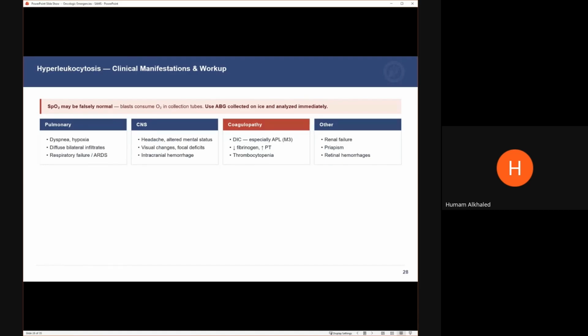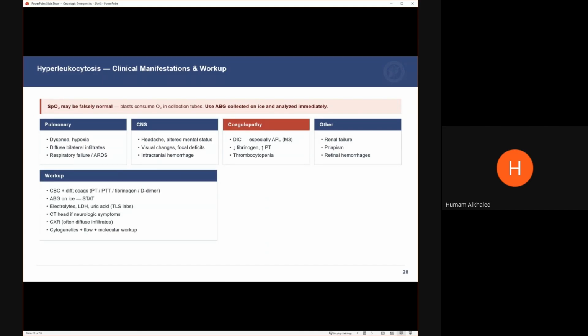The clinical manifestations, so leukostasis shows up mainly in 2 ways, pulmonary and CNS most of the time, but it can present in the kidneys and the liver as well. Pulmonary leukostasis, these are your patients with high white blood cell count and shortness of breath, low oxygen, and widespread bilateral changes on the chest. CNS leukostasis, this is your headache, confusion, vision changes, and neurological deficit. Coagulopathy does not help, and this mainly we see in patients with acute promyelocytic leukemia. Again, other manifestations that we see are renal failure, priapism, retinal hemorrhages.